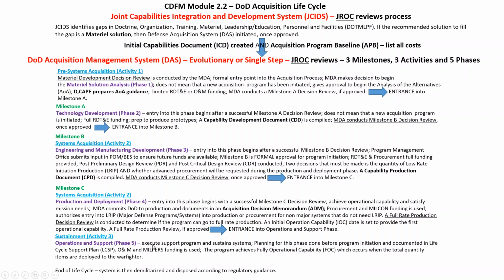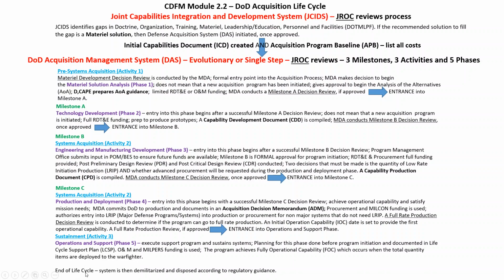You execute the support program and sustain the system. Planning for this phase is done before program initiation and documented in the life cycle support plan. The funding used for operation and support is O&M and MILPERS, military personnel. The program achieves full operational capability, which occurs when the total quantity of items is deployed to the warfighter. So the total amount that was supposed to be developed is then pushed out to the warfighter.